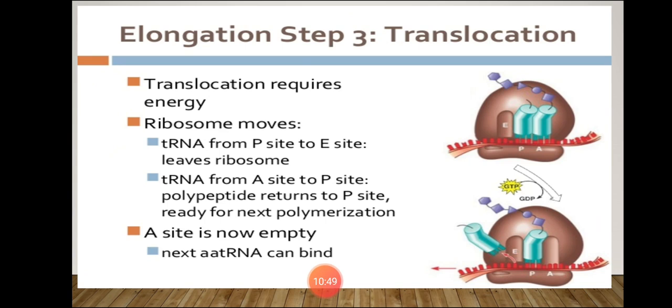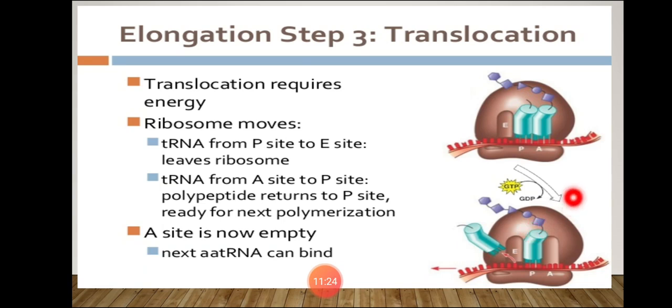You can see here in this step, the third step, translocation. The third step is called translocation. Translocation also requires energy. Ribosomes move. Who is moving? I will define translocation. The tRNA at the A site carrying a dipeptide moves to the P site. It is moving to the P site. This process is called translocation.